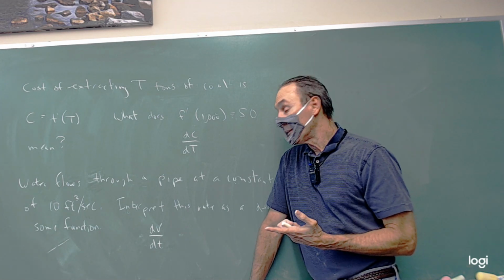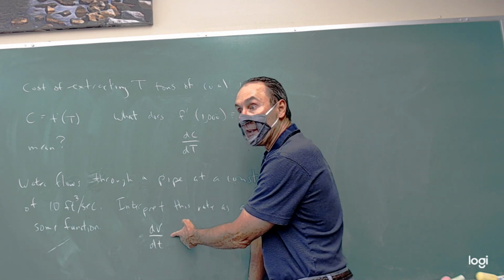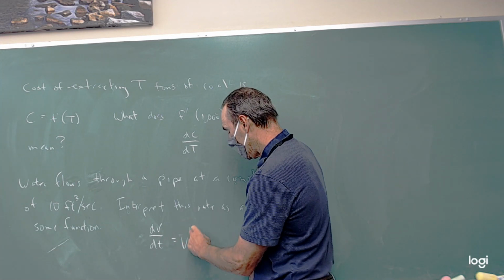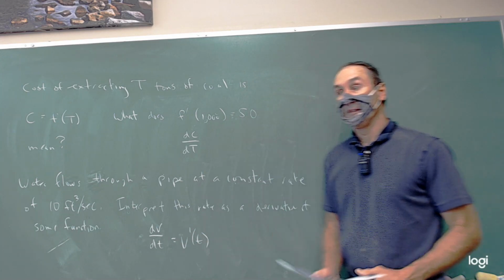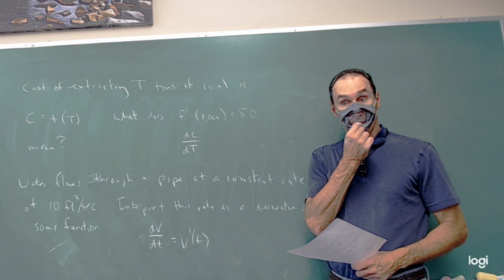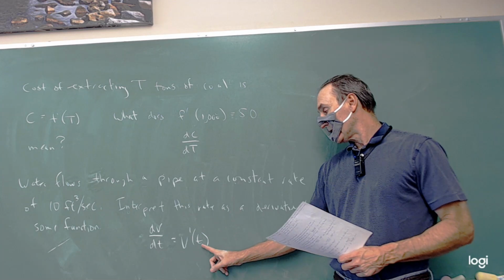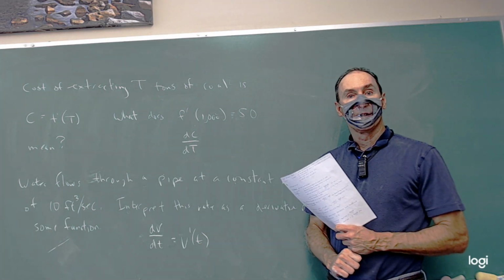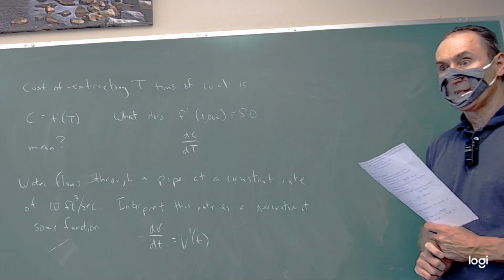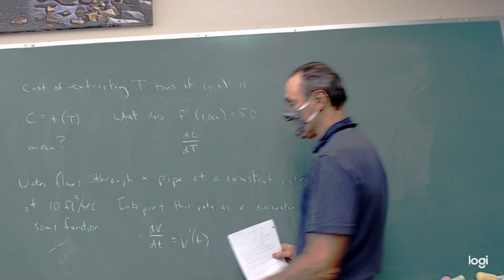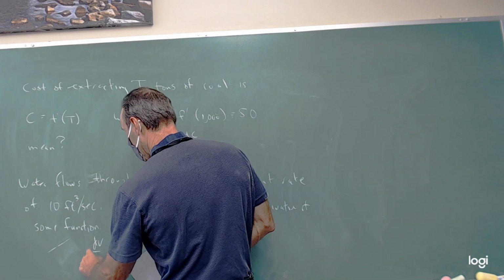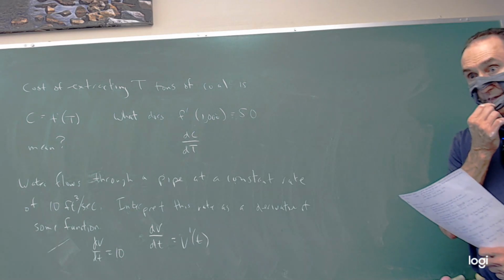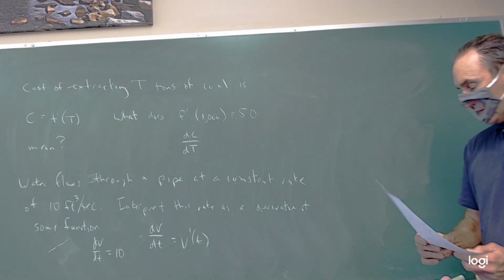Does that make sense? I think that would be the more clear way of doing it. Or you could say V prime of t, where you're showing that it's a derivative with the prime notation and showing that the independent variable is t by writing it that way. Does that make sense? Okay, so you could say dV/dt is equal to 10. Now we've expressed that as a derivative.